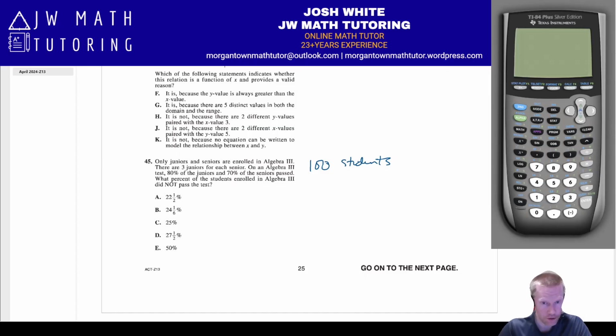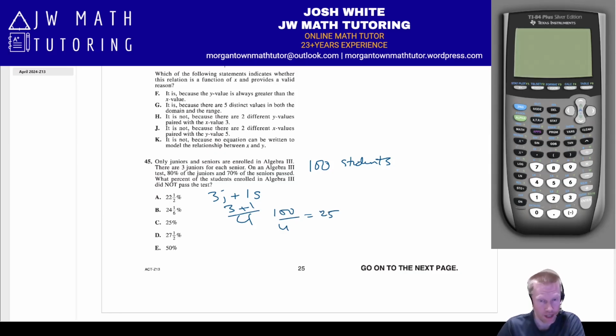The reason I chose that is because 100 is typically a good, easy number to start with, but also because 100 actually divides up evenly. If you notice here, there's 3 juniors for every 1 senior. That means out of 4 students, you have 3 juniors and 1 senior. Because 100 divides by 4 evenly, it also makes this a good number. If you divide 100 by 4, that comes out to 25.